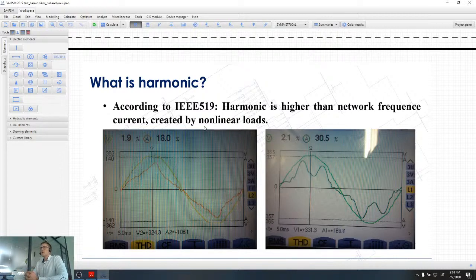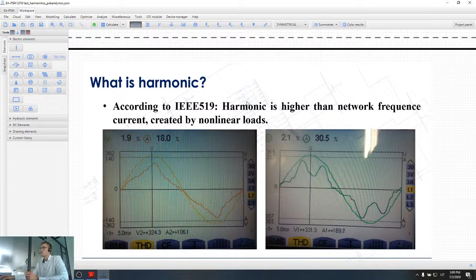So basically the main idea behind harmonics is that these are currents. I believe you understand what current is. This is just the same current that you have in the electrical network, but with a higher frequency. For example, in a normal network we can have 50 hertz or 60 hertz frequency, depending on the country and what standard frequency rating is used.